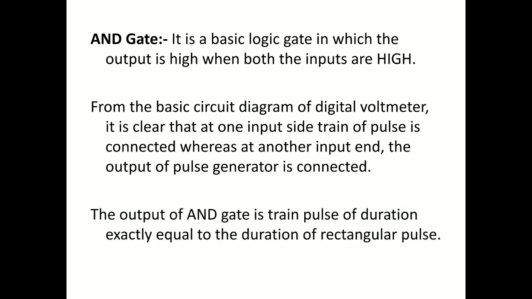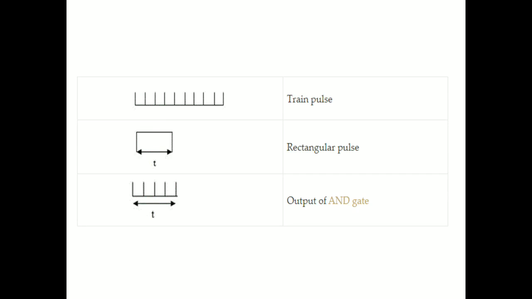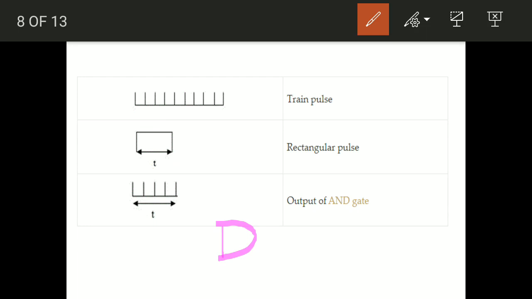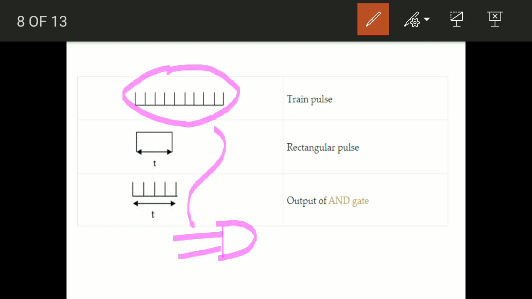And finally, if you see the overall operation of the AND gate, the output of the AND gate is nothing but a train pulse whose duration is exactly going to be equal to the duration of what? Rectangular pulse. So let us understand that particular concept via this diagram. Suppose here we are having an AND gate and it has two inputs. At one input we have applied this train of pulses, and at another input we have applied this rectangular pulse, which is nothing but the output of your pulse generator.